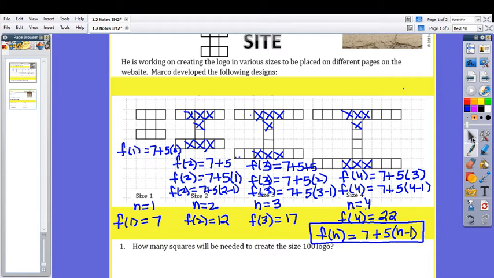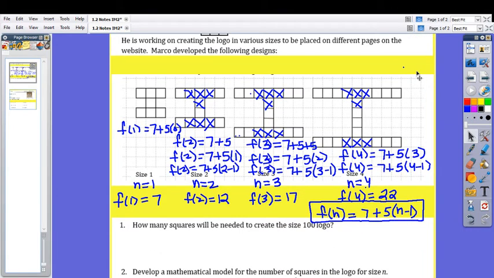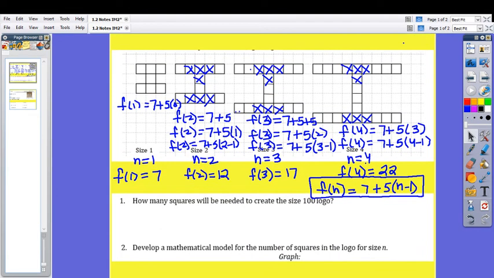So now let's go to the next one, and it is asking how many squares will be needed to create the size 100 in the logo. So let's find that out.